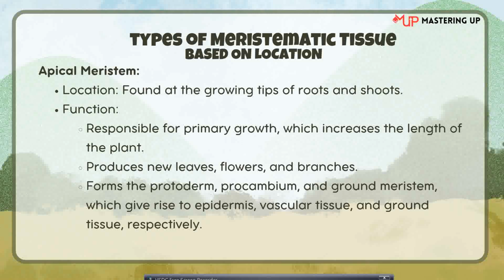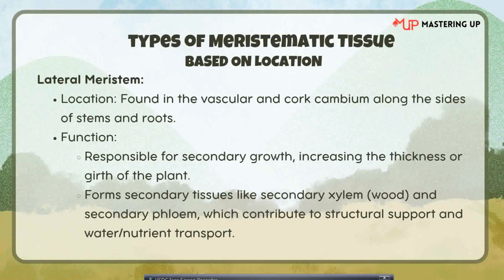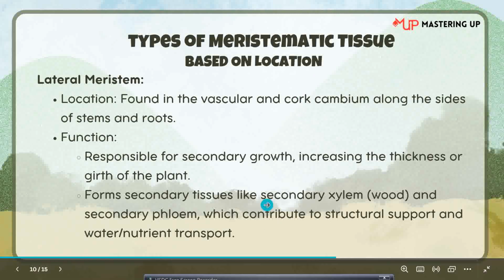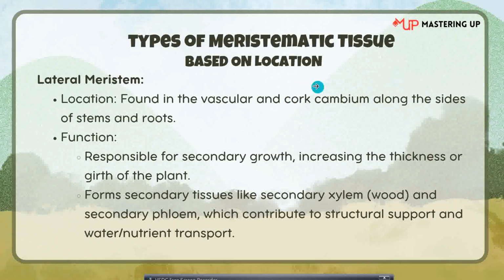Now lateral meristem, which is the cork cambium meristem. They are found in the vascular or cork cambium along the sides of the stems and roots, like a circumference covering the sides of the stem or roots. Now the function. In the root and stem, the apical meristem is present at the tip portions, but the lateral meristem is present on the circumference, along the sides of the stem and roots.